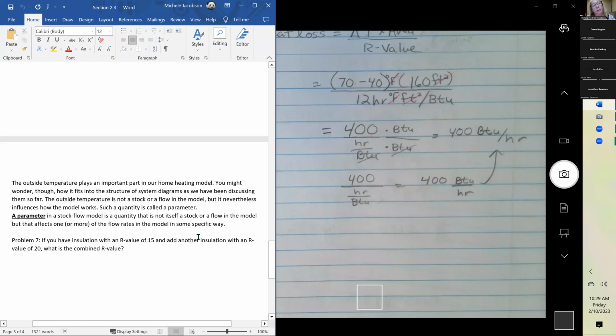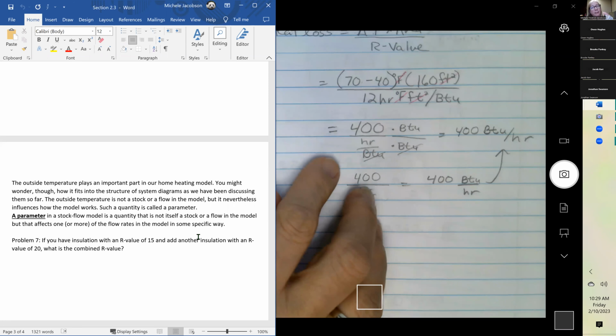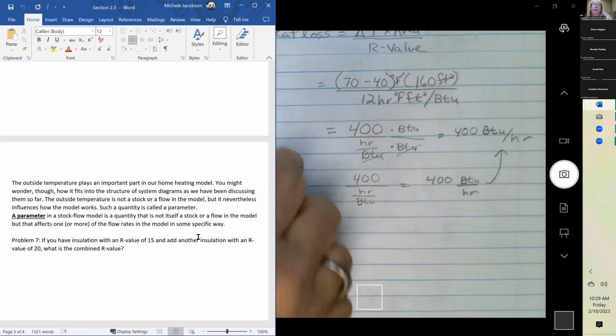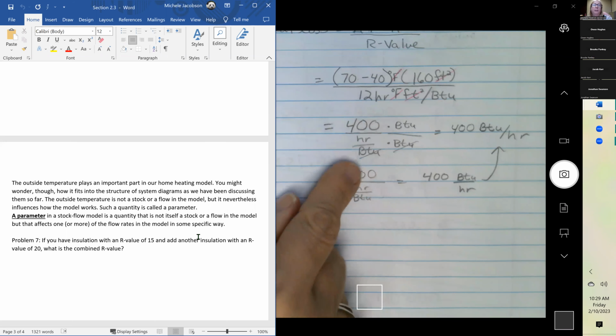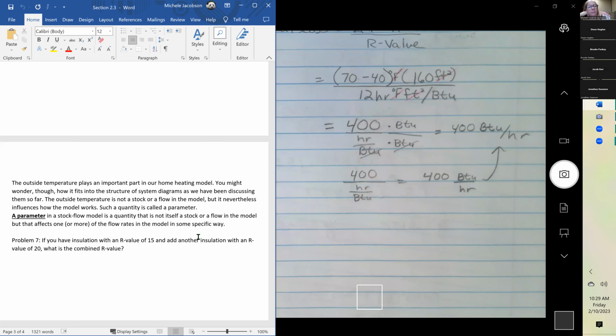They call it a parameter. A parameter in a stock flow model is a quantity that is not itself a stock or a flow, but that affects it. So it affects the flow rate. It cools down the house, has to work harder, and has an effect on the amount escaping. Any questions on that? So even though that outside temperature wasn't part of the flow, it still affects it.